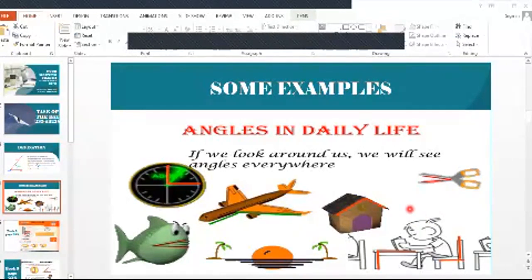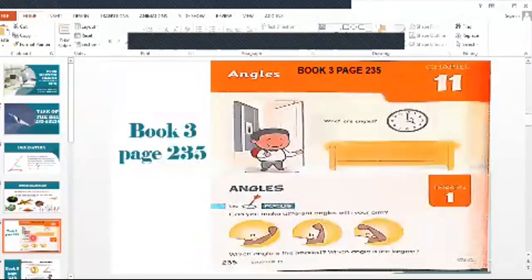Now everyone open your book 3 and its page number is 235. Open it and mention a short date on the top. The date is 11/1/2021. Yes, the new year has started, so you will mention a date on the top.